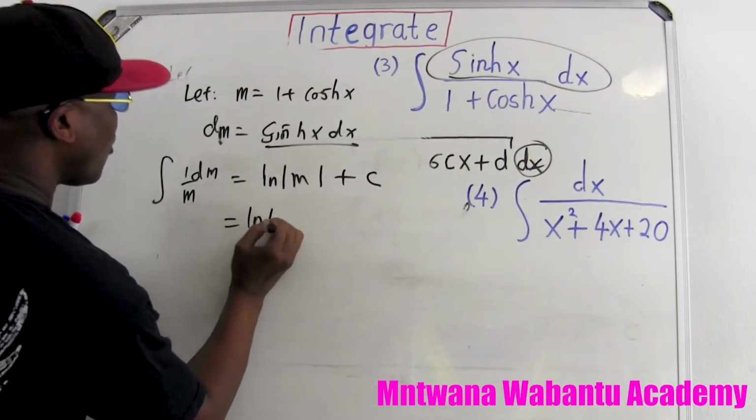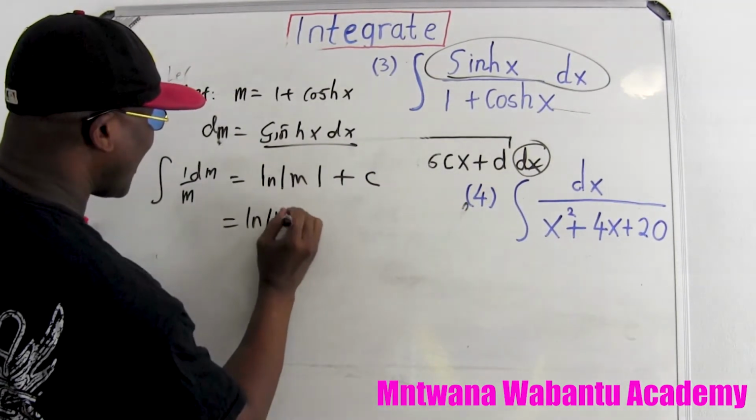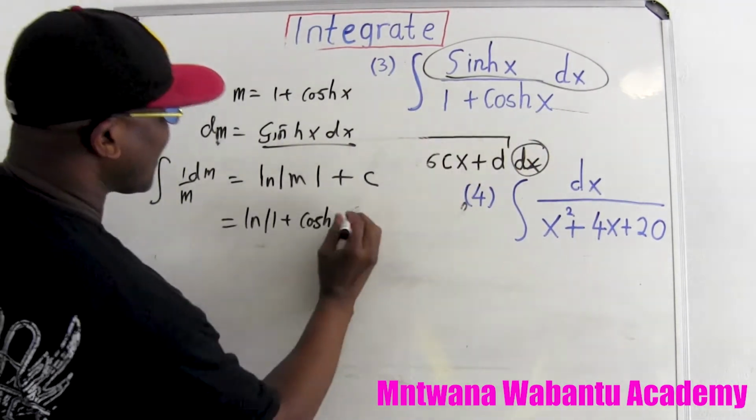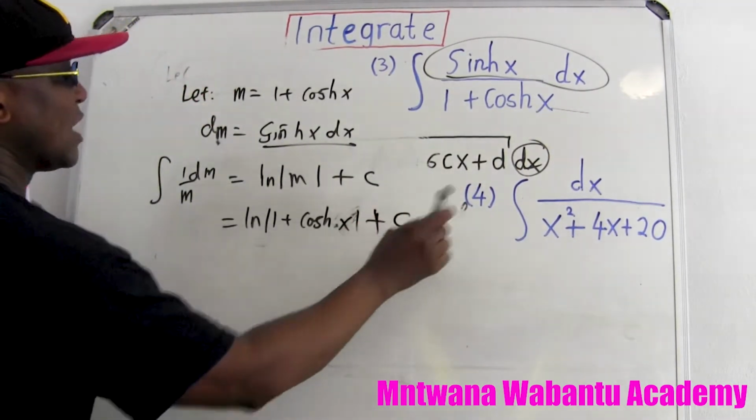So this is going to be ln, what is the m? The value of m, we know, 1 plus cosh x, and then plus constant. We're done already. Let's go to the next one.